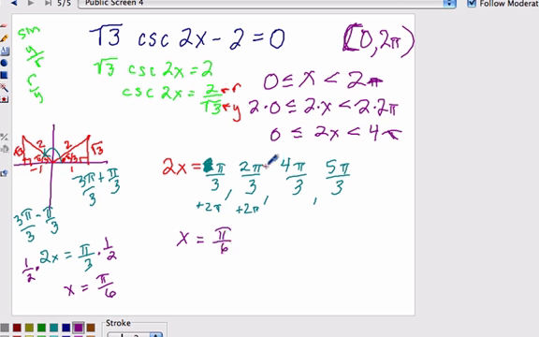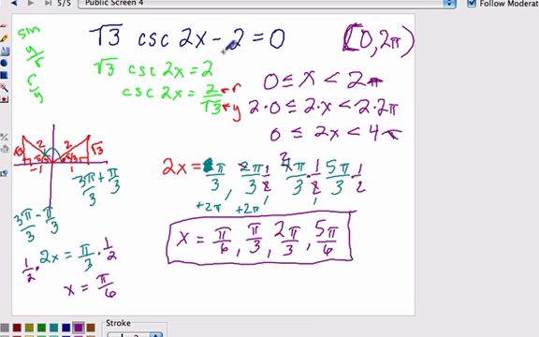If I times this one by 1/2, the 2's will cancel here and leaves me with pi over 3. I multiplied this one by 1/2. The 2 and the 4 can simplify. That gives me 2 pi over 3. And I multiply this by 1/2, and that gives me 5 pi over 6. And all of these intervals are in between 0 and 2 pi.